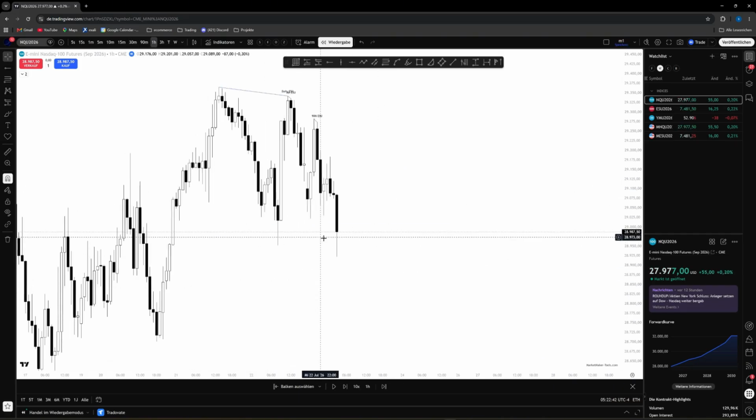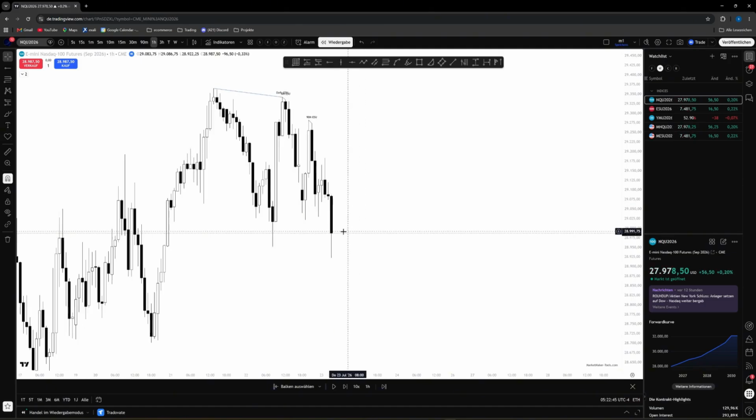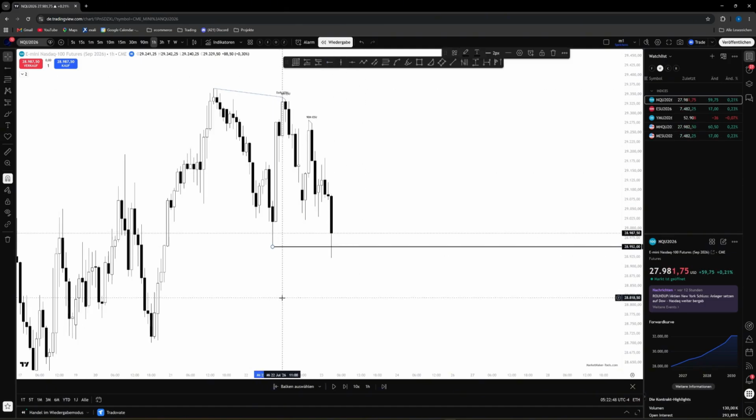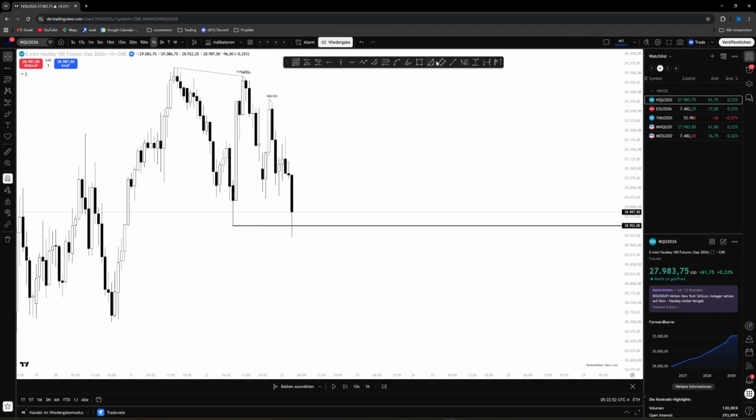An example would be here during the London session. When we have the London open, we simply mark out the highs and lows, and then we see that we are in the discount area of the large swing leg.